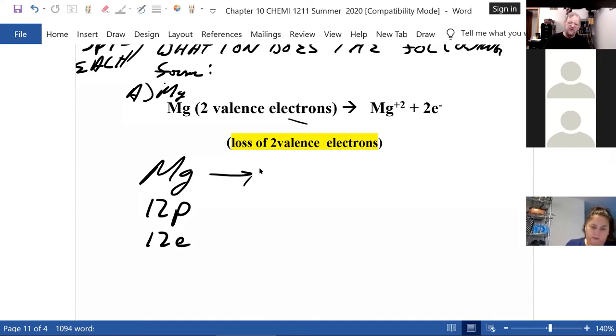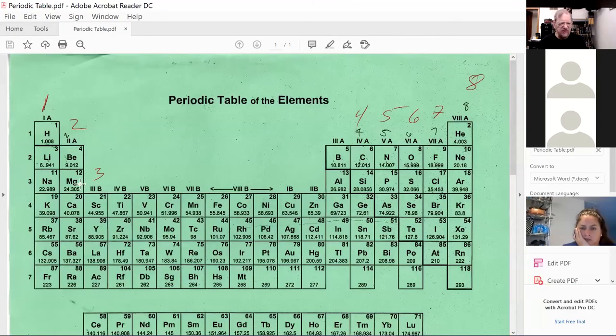Now it's going to change to something else. How do we figure that out? This is the key for this problem. Notice magnesium is at 12. Does it have an octet? No, it has two valence electrons. It wants to get to 8. So it can do one of two things. It can either gain electrons or lose. And it will do the change that takes it to the nearest noble gas.